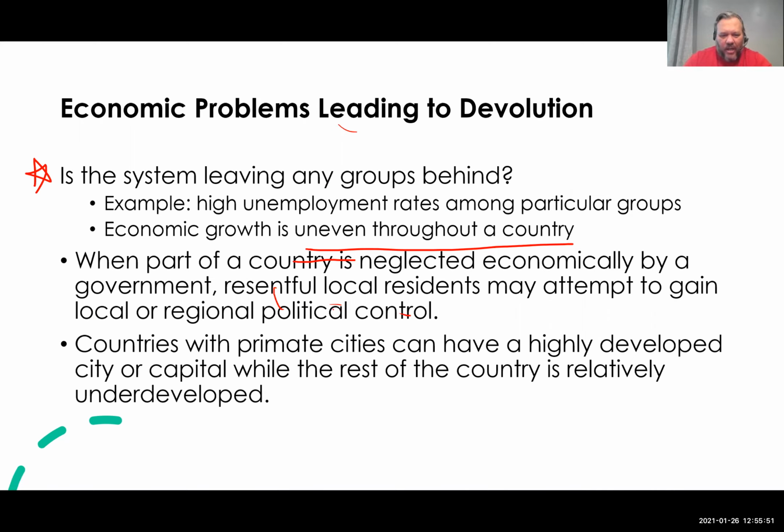And take a look at this. Countries with primate cities, and we just mean like major cities, can have a highly developed city or capital while the rest of the country is relatively underdeveloped. And so you might have, in North Korea, the capital, name's not coming to my head right now, the North Korean capital is very developed, lots of tall buildings, things like that. The rest of the countryside, from everything that we see, is pretty poor, and so very different situation. But if you have a very wealthy city here, and then you don't have much wealth anywhere else, these people in all these other places, they may start to get resentful of all the wealth there.